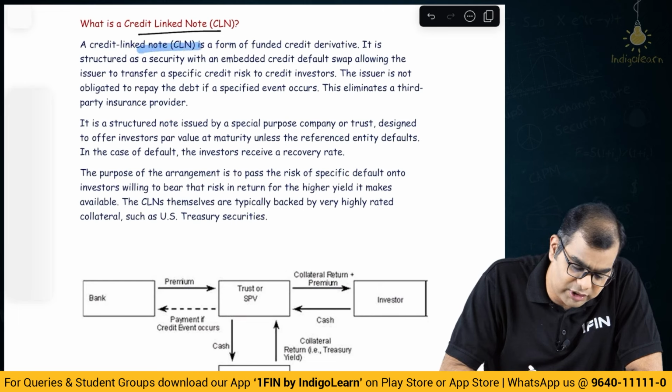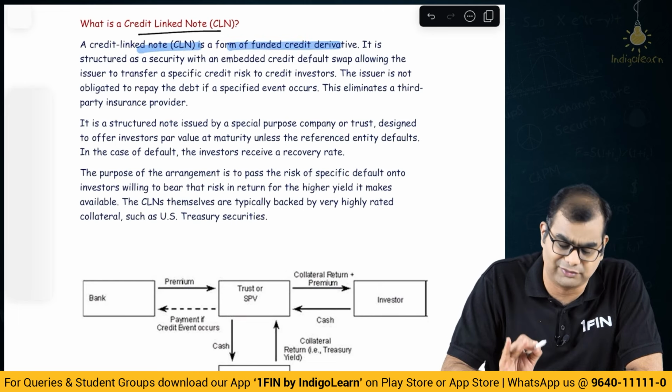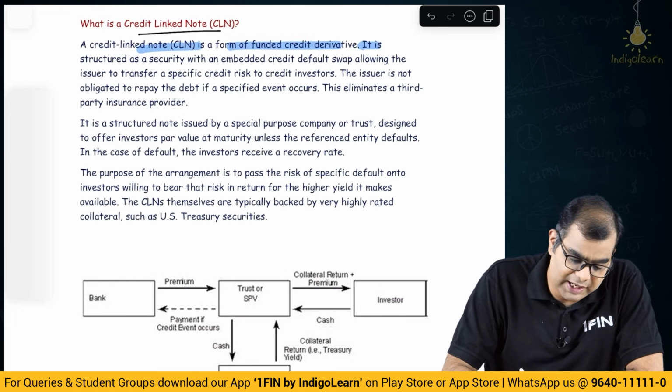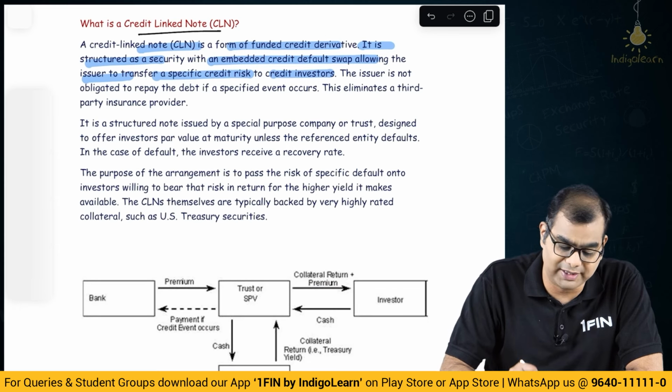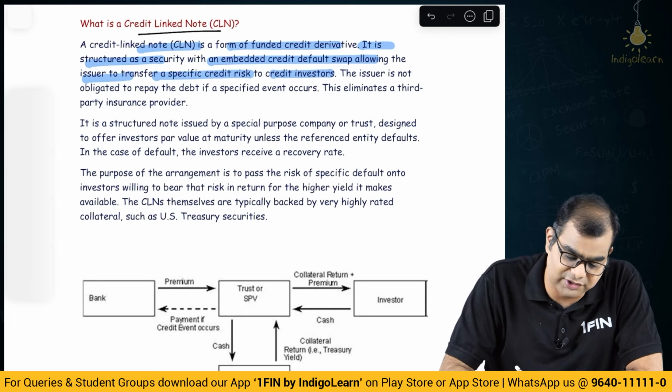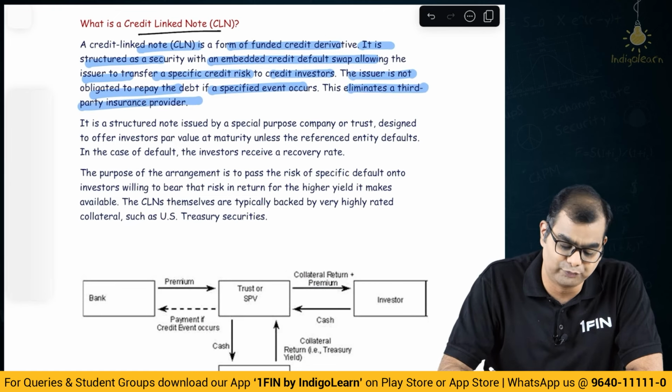A credit linked note is a form of funded credit derivative. Okay, we'll come to what it means. It is structured as a security with an embedded credit default swap, allowing the issuer to transfer a specific credit risk to credit investors. I will come and explain it again. Let me read the full paragraph. The issuer is not obligated to repay the debt if a specified event occurs. This eliminates a third-party insurance provider.